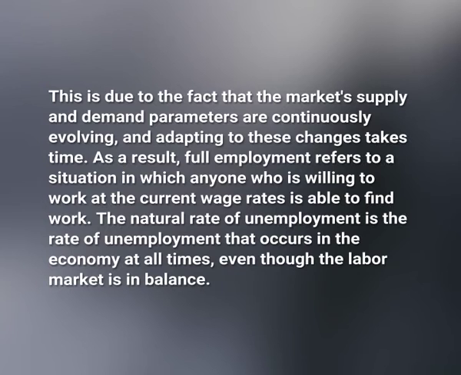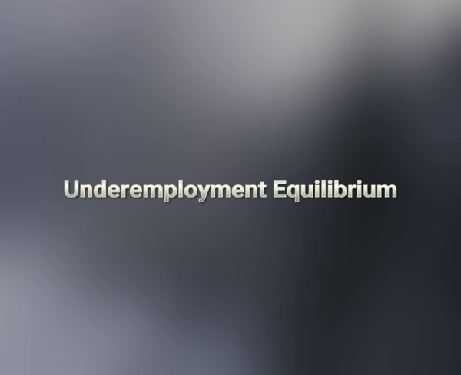The natural rate of unemployment is the rate of unemployment that occurs in the economy at all times. Even though the labor market is in balance, it occurs mainly as a result of the time needed to transition from one job to another, as well as the time required to adapt to technological changes. Underemployment equilibrium is an equilibrium at a level of less than full employment.